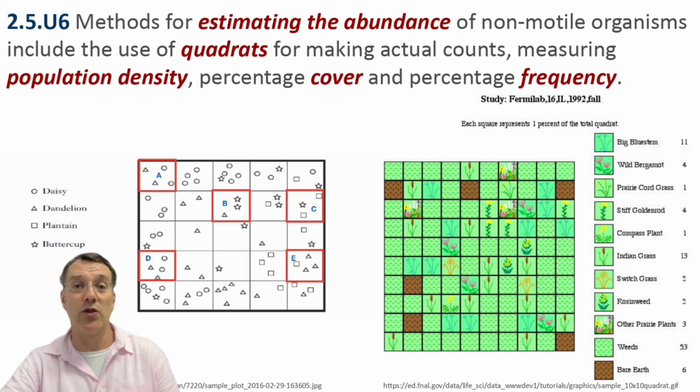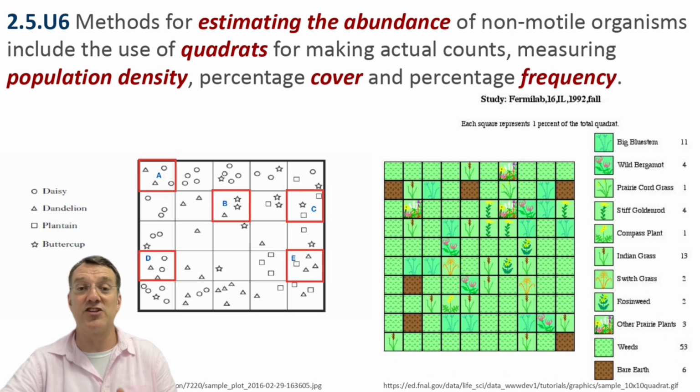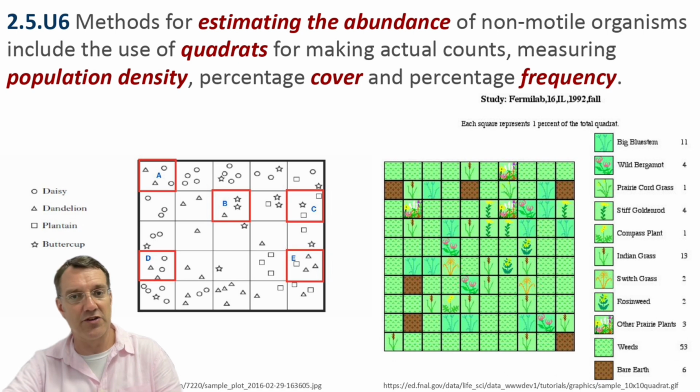Actual counts work for larger, distinct individuals, like trees. Percentage cover estimates the proportion of area covered by a species. That's useful for grasses and mosses. Percentage frequency records how often a species appears in sample plots. Each method suits different research questions and the type of organism.